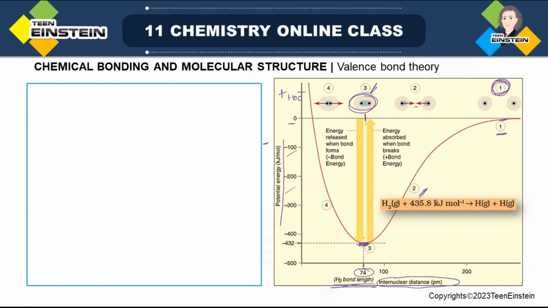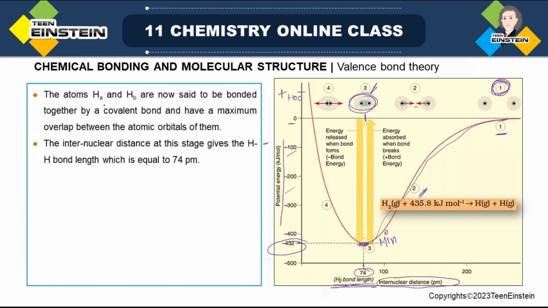If you look at this maroon line, which is the line for potential energy, when you are bringing close to each other, it is decreasing. Then it is the minimum point, that is the minimum energy value, which is minus 432 kilojoule per mole. So what is happening? One by one we have to see. The atoms HA and HB are now said to be bonded together by a covalent bond and have maximum overlap between the atomic orbitals. So it is talking about position 3, the first statement. And the internuclear distance at this stage is 74 picometer, which is actually the H-H bond length of hydrogen.